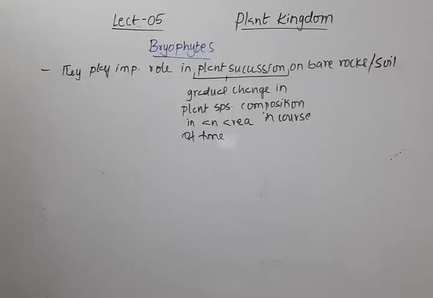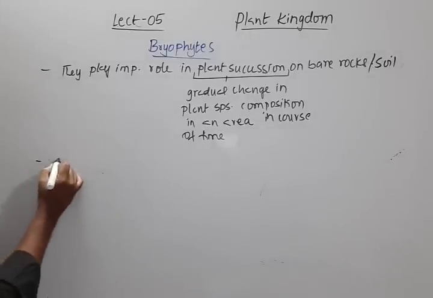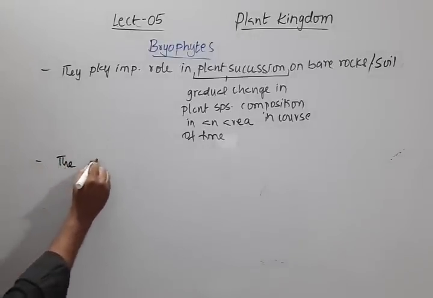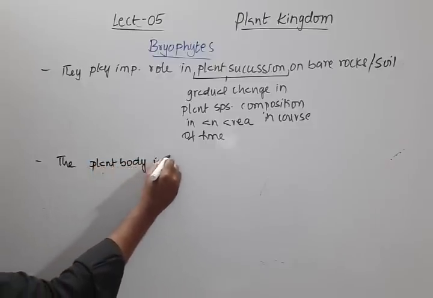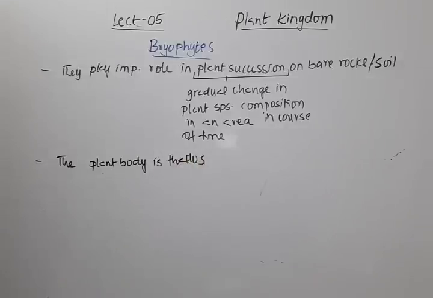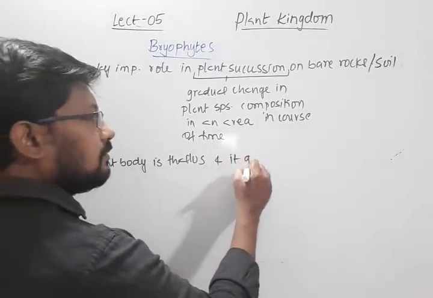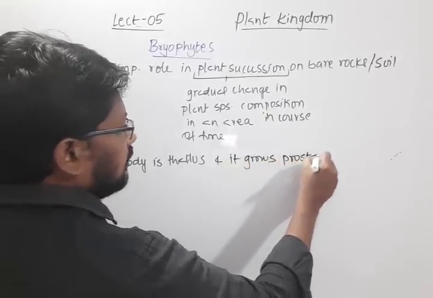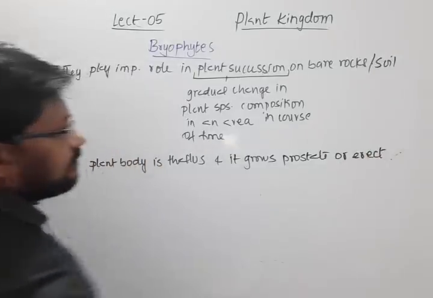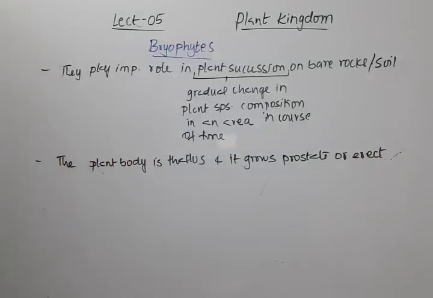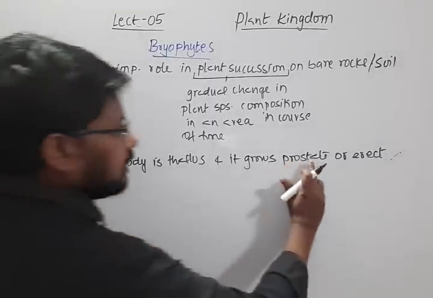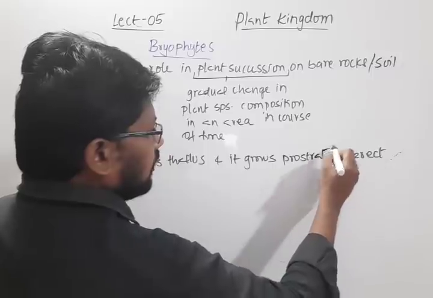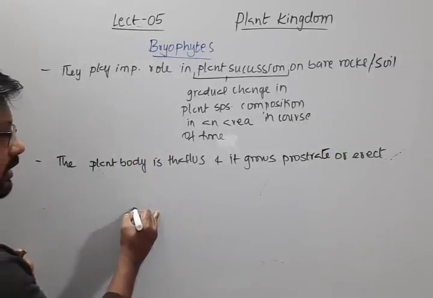So the plant body is thallus. I have already mentioned, which means its body is not differentiated into root, stem, and leaf, and it grows prostrate or erect. Prostrate means it will grow on the surface.